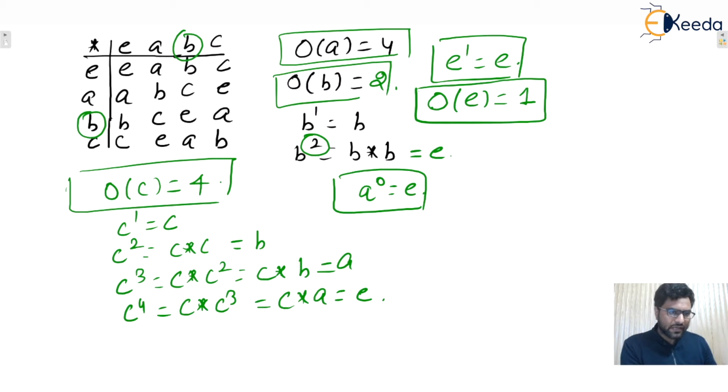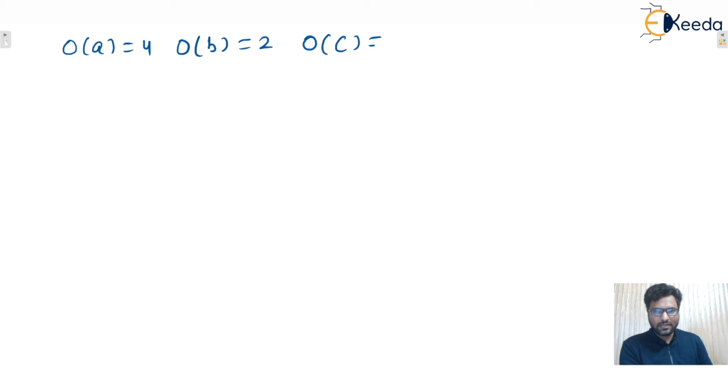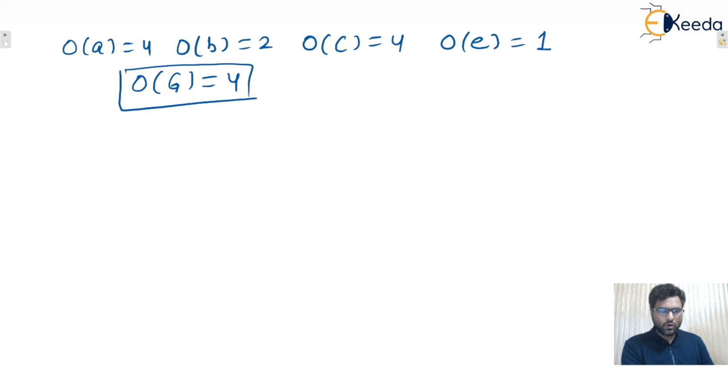So first we can say, the first property is what? Here, the first one we see is order of A. What is it? 4. Order of B is what? That is 2. Order of C is again 4. And order of identity element is equal to 1, always 1. And order of the given group is what? 4, because 4 elements are there. So order of the group will be 4 only.